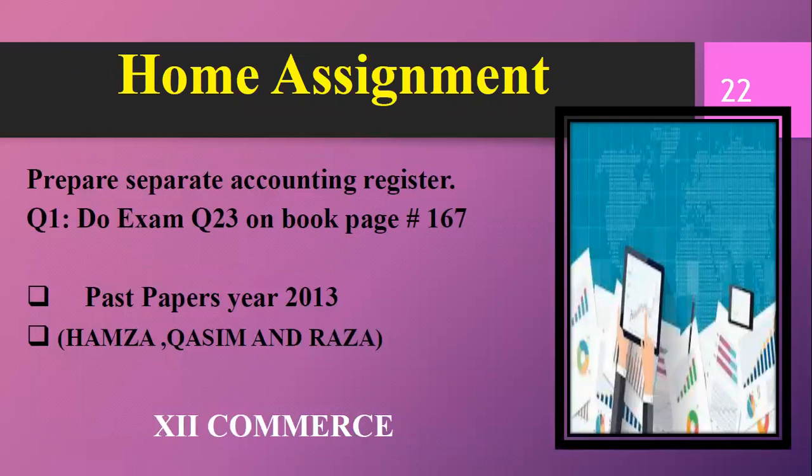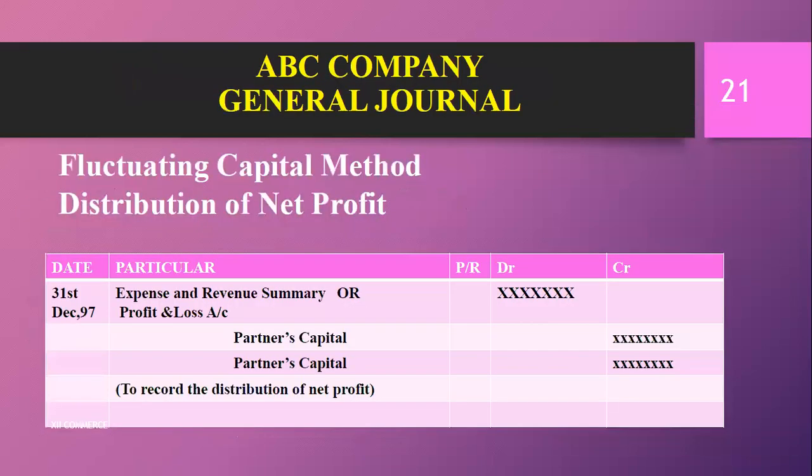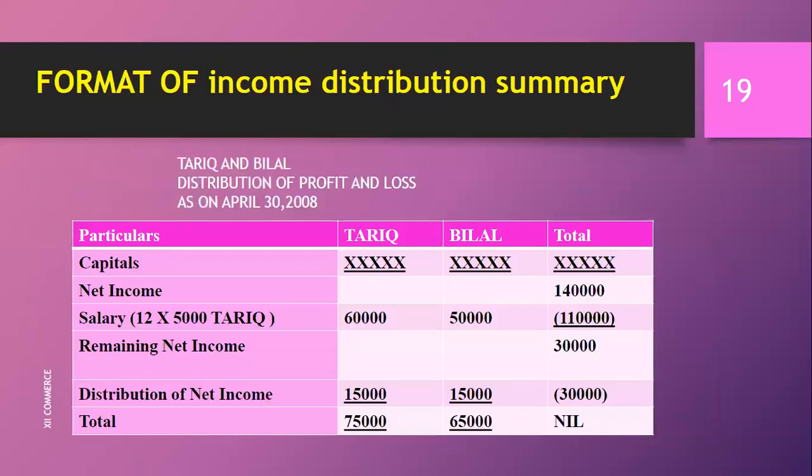This is your practice question that you have to attempt. Do exam question number 23 on book page number 167. After watching my video, you should be capable enough to do this past paper question of 2013. Names of the partners are Hamza, Qasim and Raza. I hope you are capable enough to do this question and to understand the methodology of solving it, to understand where we have to show the working.